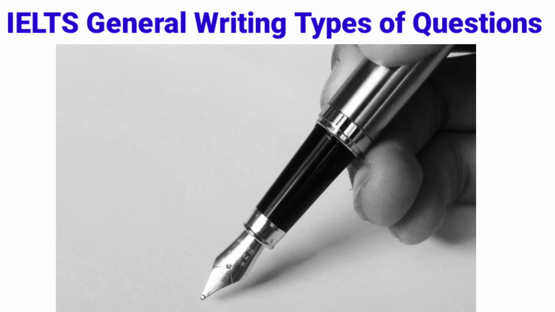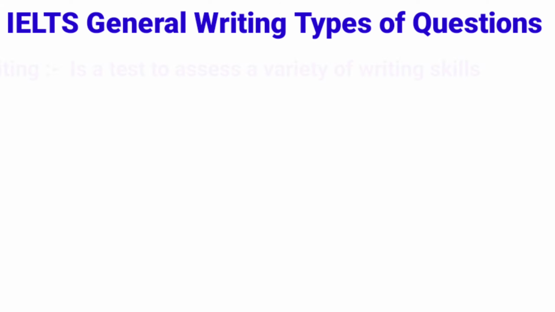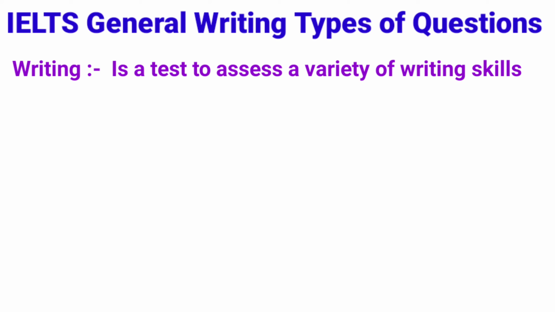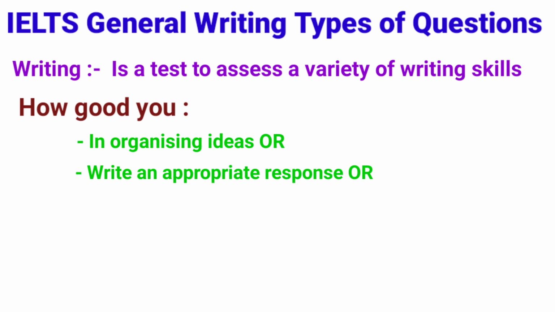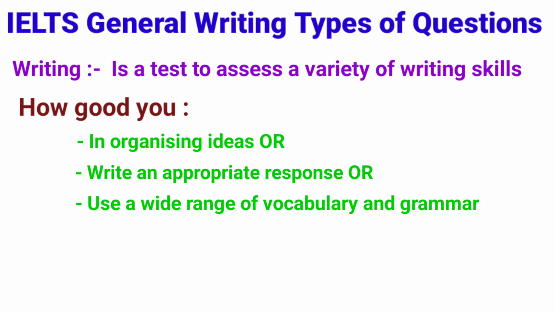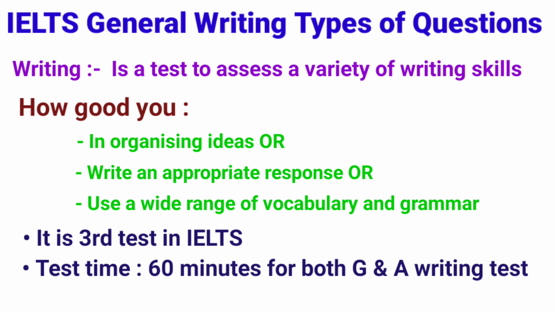Hi, today we will talk about IELTS General writing types of questions. Before that, just have a look at what writing is. It is a test to assess a variety of writing skills, including how good you are at organizing ideas, how well you write an appropriate response, or how well you use a wide range of vocabulary and grammar. Usually, writing is going to be your third test in IELTS, and it is conducted for 60 minutes for both the general and academic writing tests.